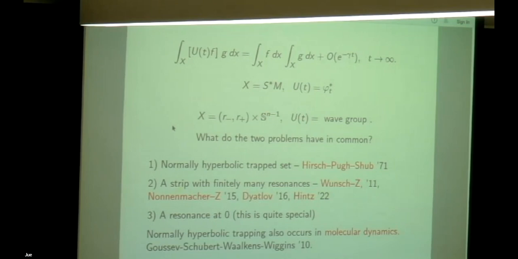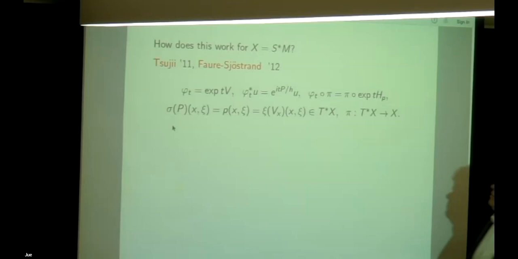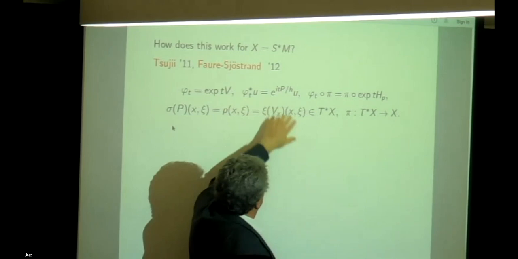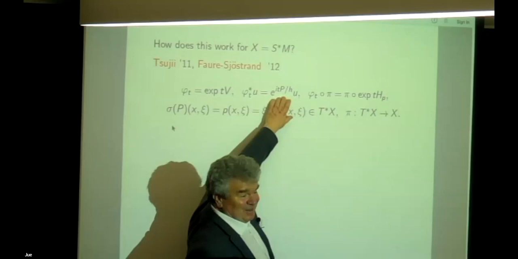So how does this work for the cosphere bundle? That was actually emphasized by Tsujii and Faure, and Sjöstrand, 10 years ago. So you see, this is now a rewrite of what I said. I have my geodesic flow, which is generated by V. I then have the pullback by the flow, which is just like this propagator. We put an h here because we are Semyon and I and Faure and Sjöstrand. But of course, the Schrödinger propagator is like that, with a minus, strictly speaking, and this is the classical observable.